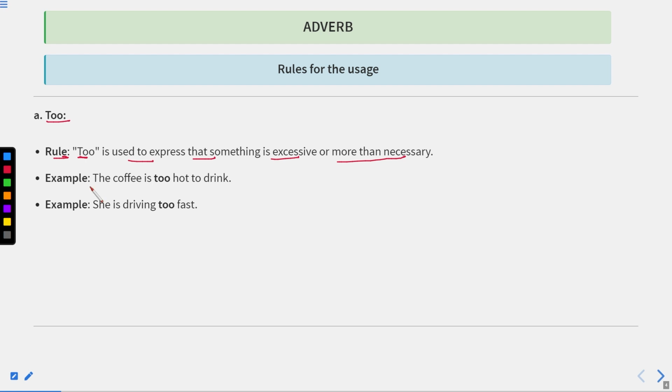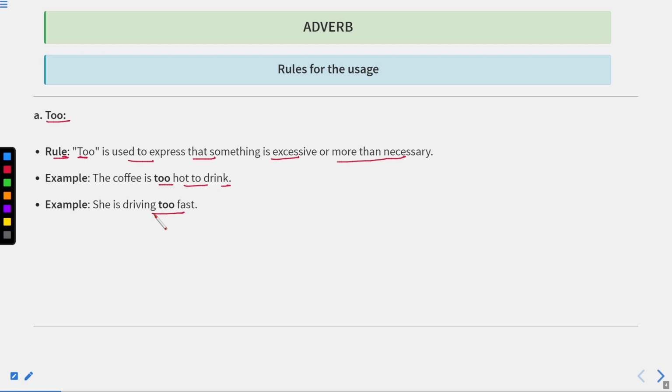So for example, the coffee is too hot to drink. Now, too hot to drink means that it is so hot that it cannot be drunk. She's driving too fast. Now there should be a speed limit, but she's driving too fast. It means more than the speed required. And we know very well that excessiveness or extremeness of anything is really harmful. So this too actually signifies something negative. When we say too much or too fast, it means it is extremely fast, more than extreme.